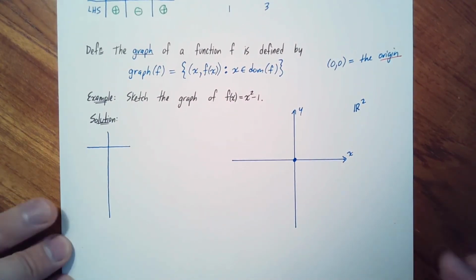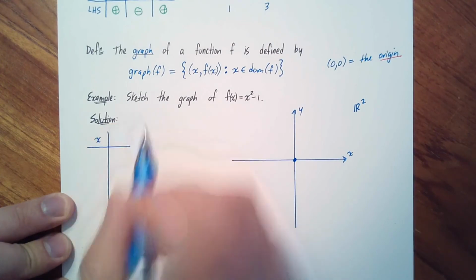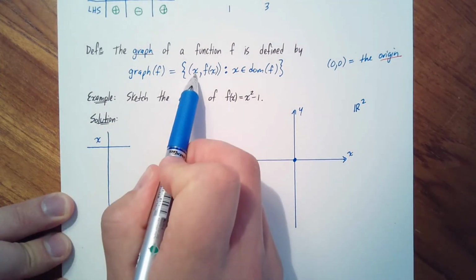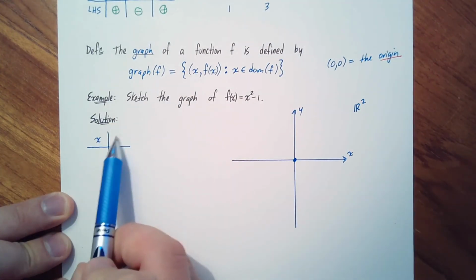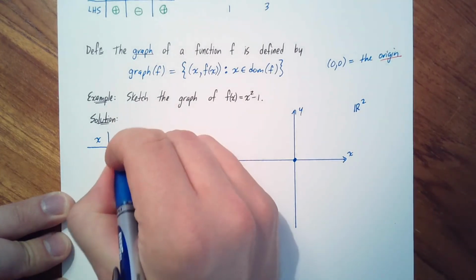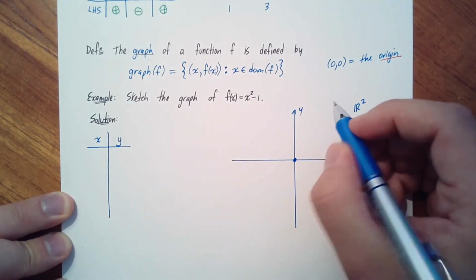Okay, so pick a handful of x values. These are going to be your input values for the first coordinate. And then your output values are going to be, well, they're going to be y values. Because really, you're graphing the relationship.